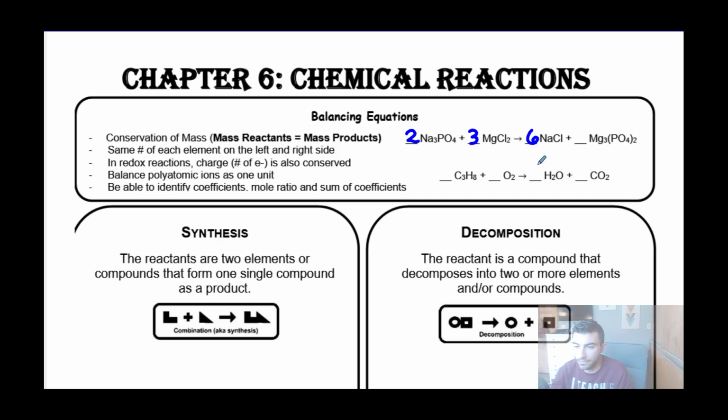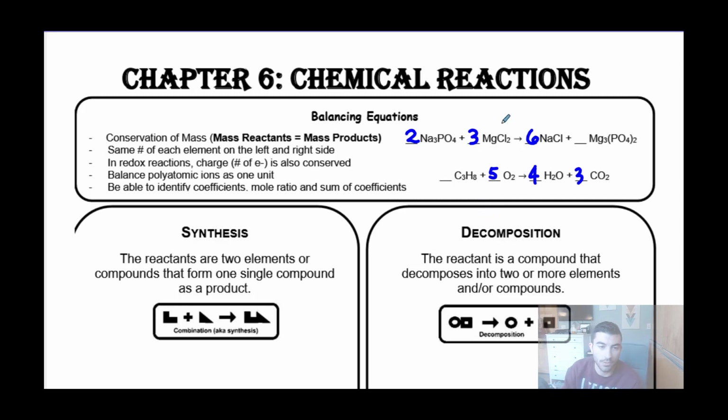So we'll balance the carbons first. Do that by placing a 3 there. Then I'm going to balance the hydrogen by placing a 4. Now I can add up my oxygens. I have 6 from the carbon dioxide plus 4 from the water. That's 10 total. So a 5 there will balance the oxygen. Right.